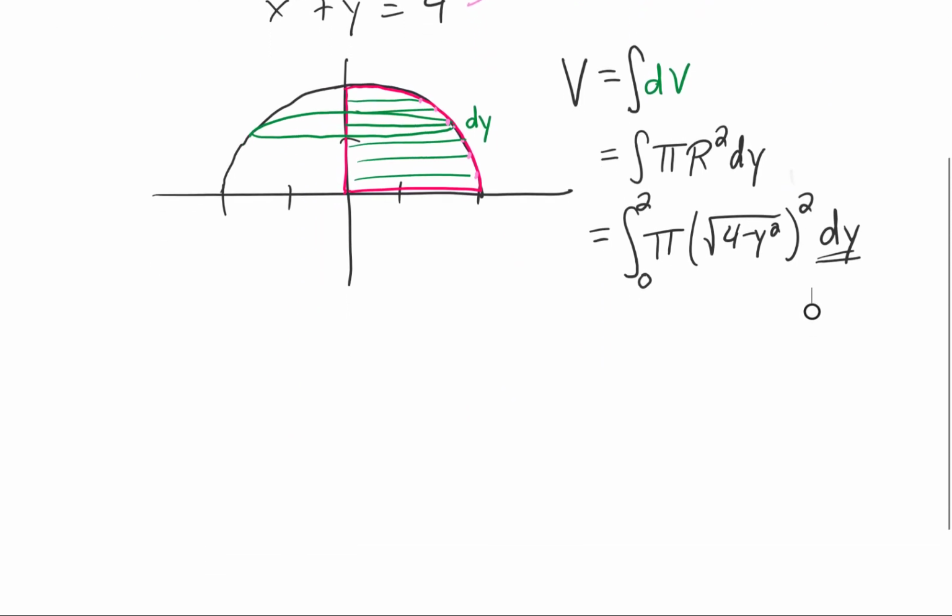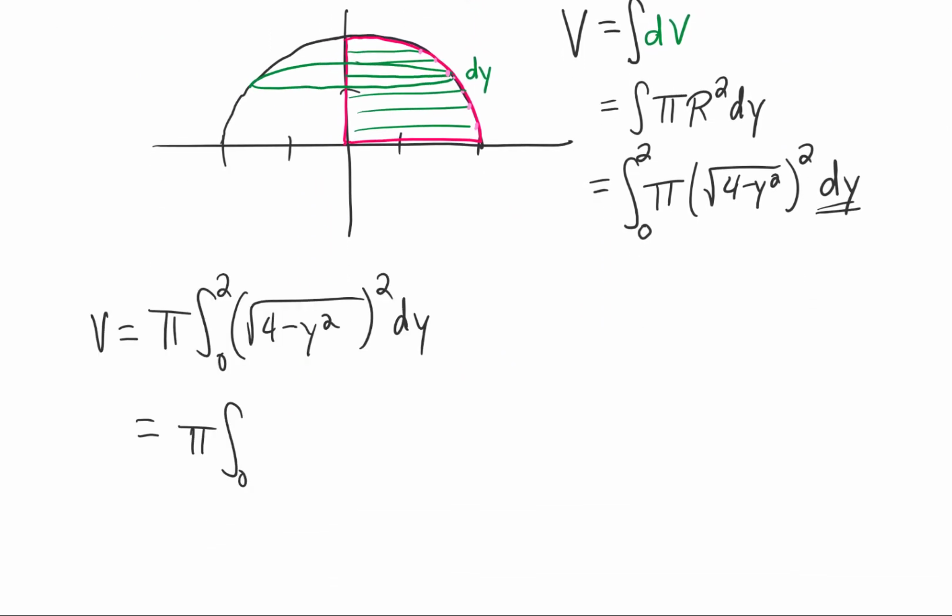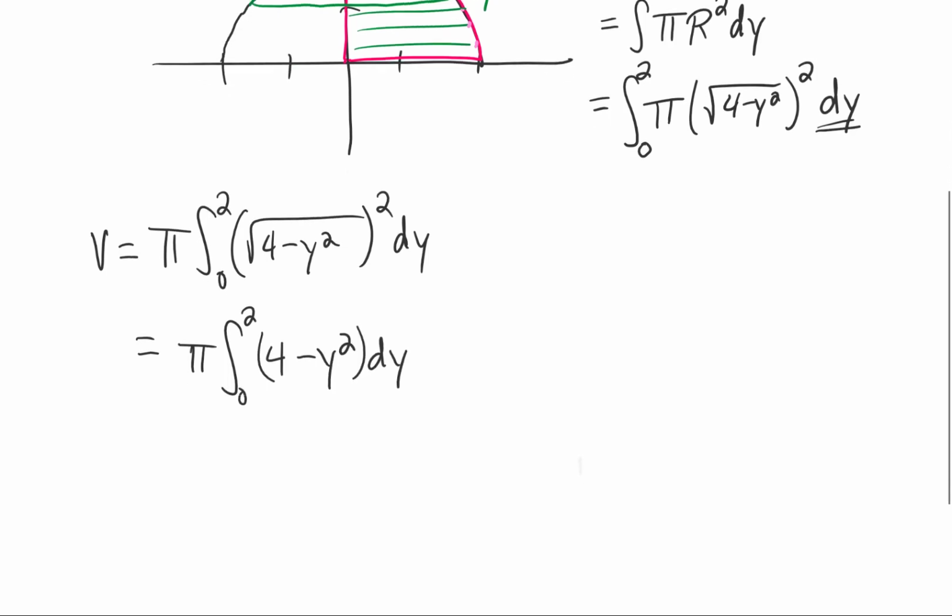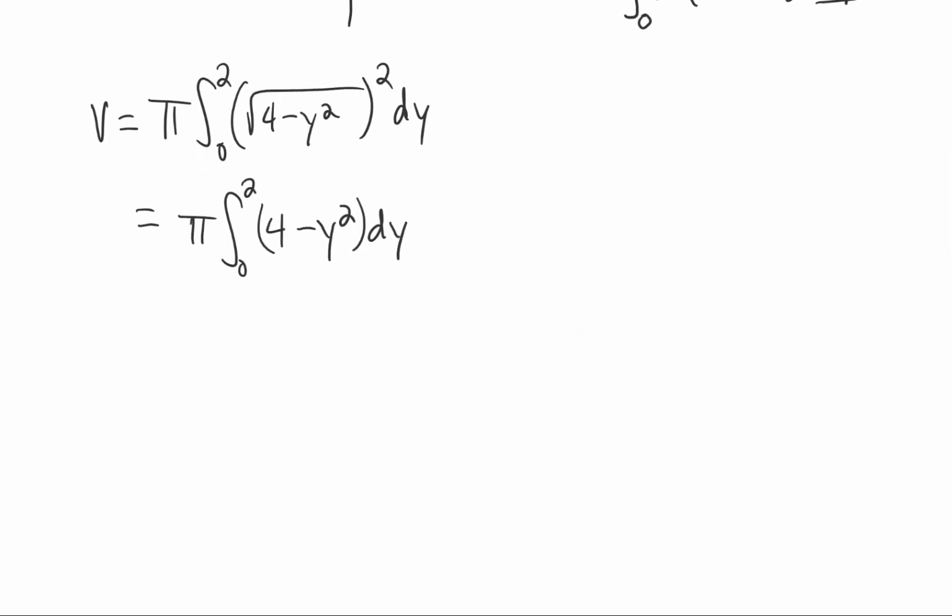Now we can simplify and integrate. The first step of simplification is realizing that the square root and the square cancel. This gives us what should be a pretty straightforward integral to complete. Integrating 4 gives us 4y. Integrating y squared gives us 1/3 y cubed. And we're going to evaluate from 0 to 2.